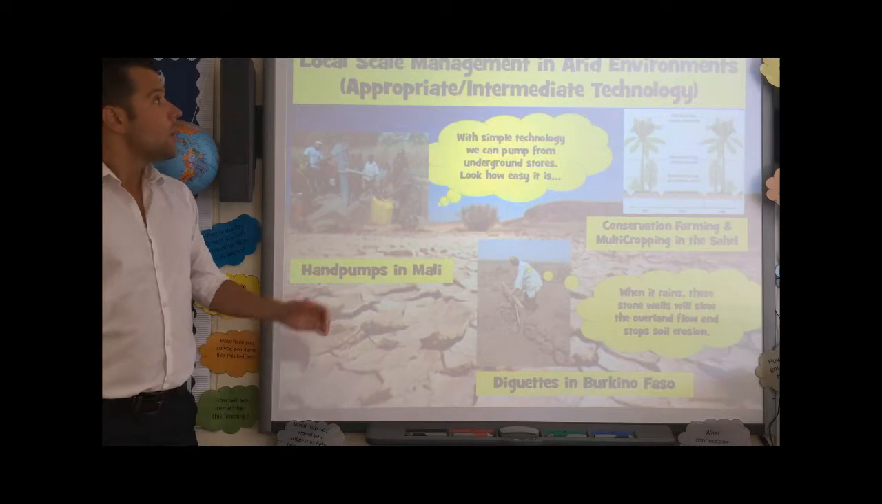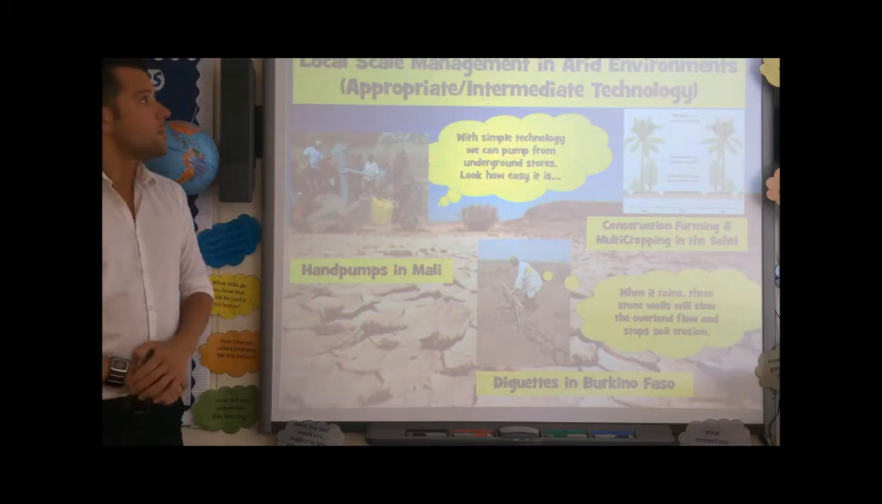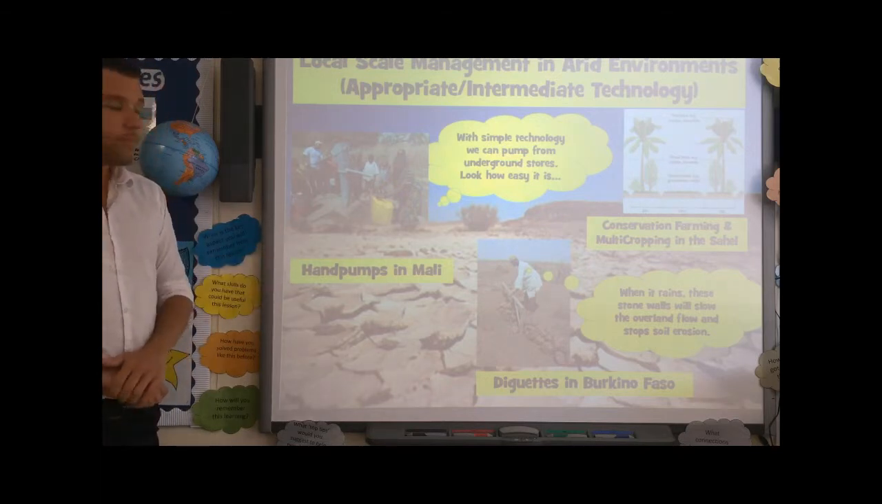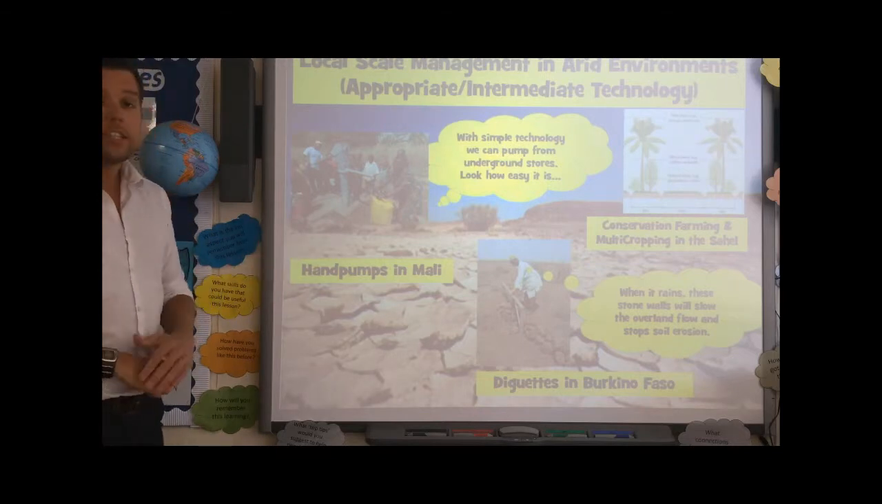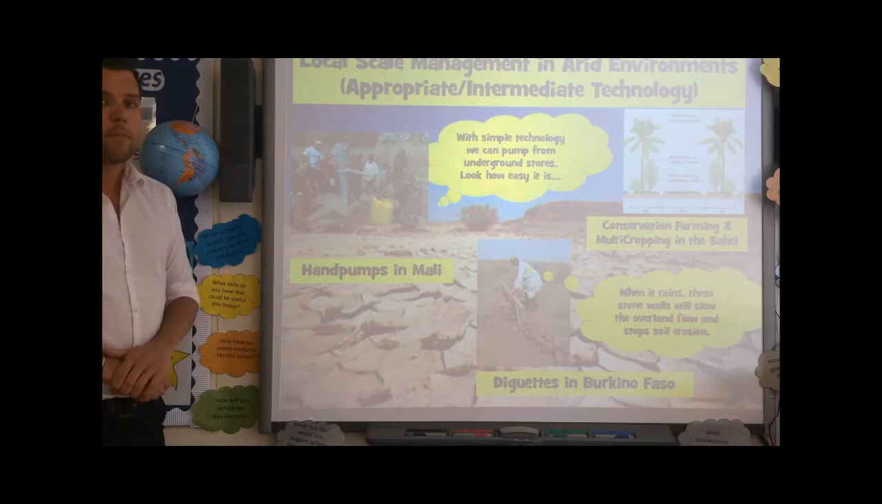Well, first of all is our local scale management schemes. Here we have a hand pump. Hand pumps are easy to make and they are easy to maintain. They can be looked after by the community and the parts can be sourced locally. This is an example of intermediate or appropriate technology.